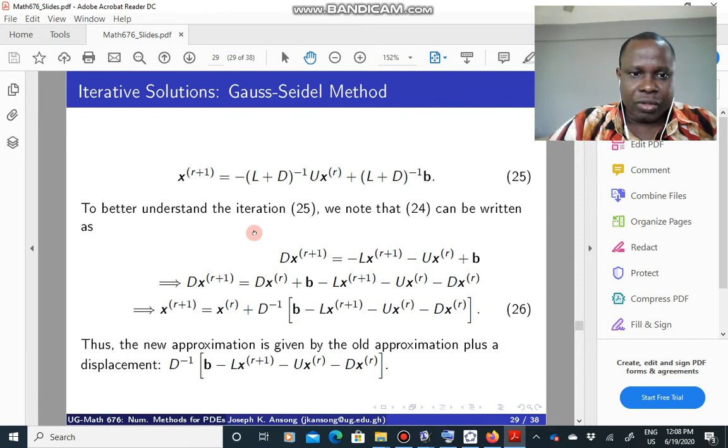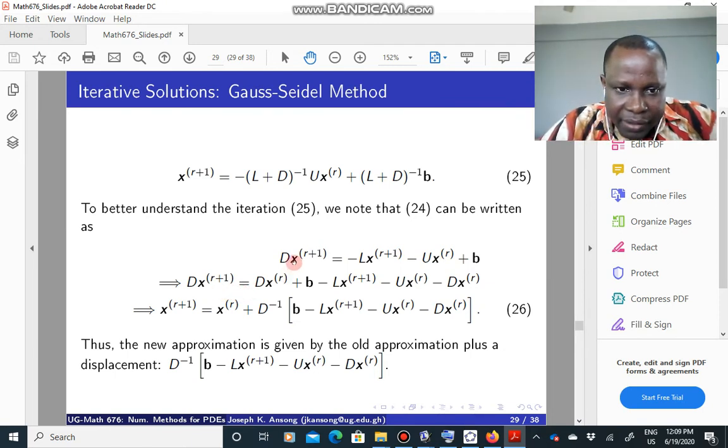Now, to get a better understanding of what equation 25 is doing, we know that we can actually rewrite 24 in this form, right? Leave the diagonal and take the L and U to the side, okay? And then when you do that, you can also pull out, know that this is still the same as that, right? And note I'm just adding and subtracting Dx at r. So this is the same as this, but they cancel out. So this is still the same as that, okay?